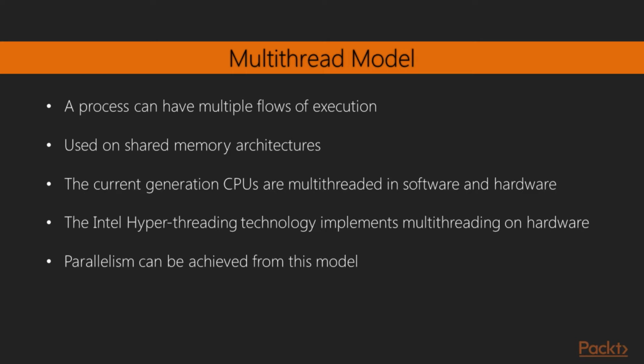The current generation CPUs are multi-threaded in software and hardware. POSIX threads are the classic example of the implementation of multi-threading on software. The Intel hyper-threading technology implements multi-threading on hardware by switching between two threads when one is stalled or waiting on I/O. Parallelism can be achieved from this model even if the data alignment is nonlinear.